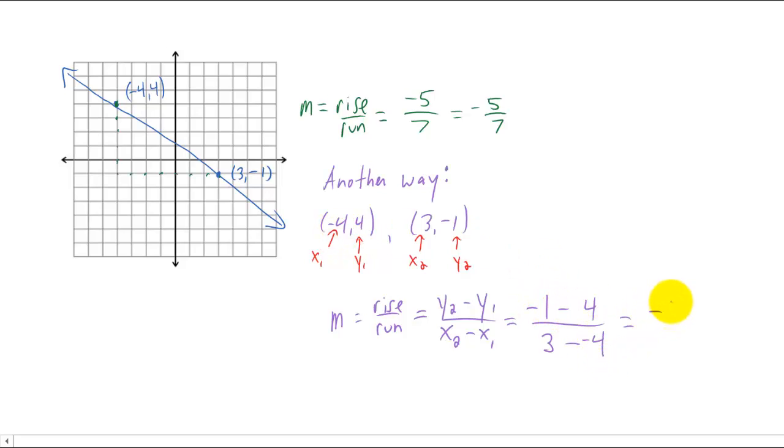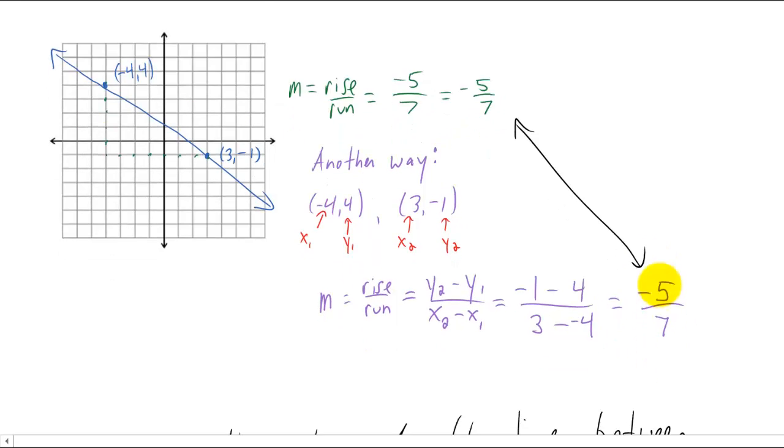Negative 1 minus 4 is negative 5. 3 minus a negative 4, that's 3 plus 4, is 7. And we still get the same answer for our slope. It's negative 5/7.